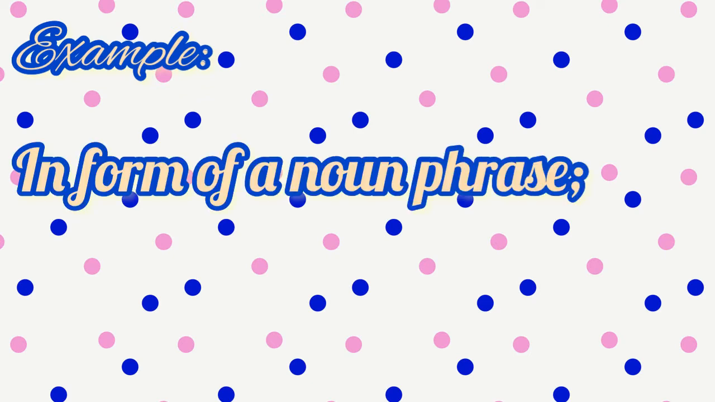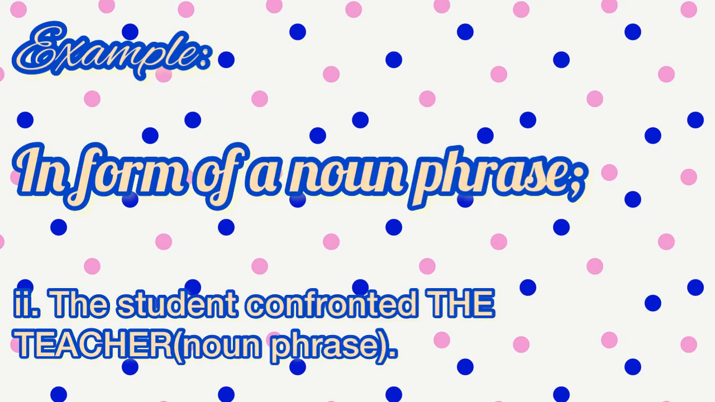Now, let's look at another situation where it can come in form of a noun phrase. The students confronted the teacher. The subject of this sentence is the students. Then the verb here is confronted. Then the teacher is the object of the sentence. That is the sufferer of the action confronted. And that comes in the form of a noun phrase.